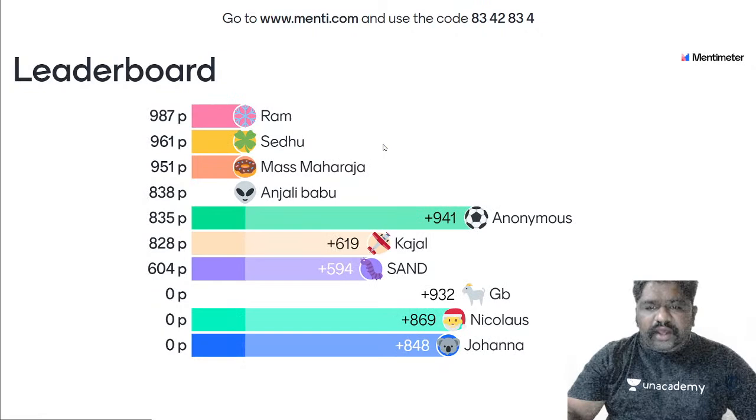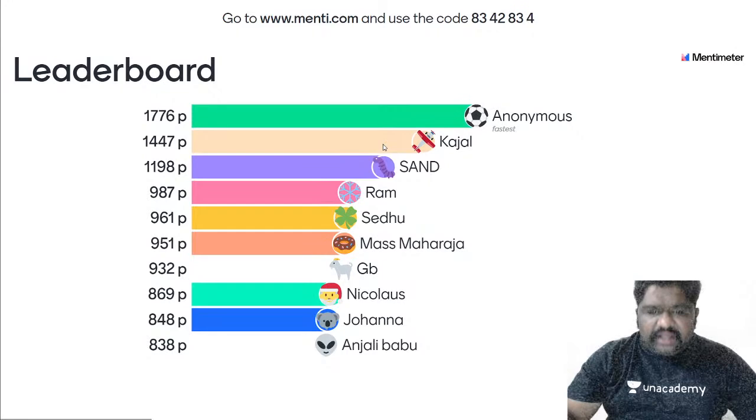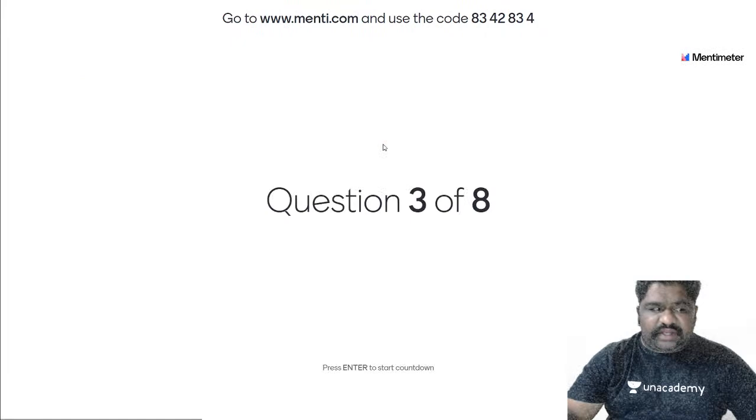Okay, Anonymous, Kajal and Sand have given the right answers along with GB, Nicholas and Johanna here. So Anonymous is the topper right now. Kajal 2nd, Sand 3rd, Ram 4th, Sedu 5th, Mas Maharaja 6th, GB 7th, Nicholas, Johanna and Anjali Babu are following. So let's go for the 3rd question of the night. Okay, let's start.